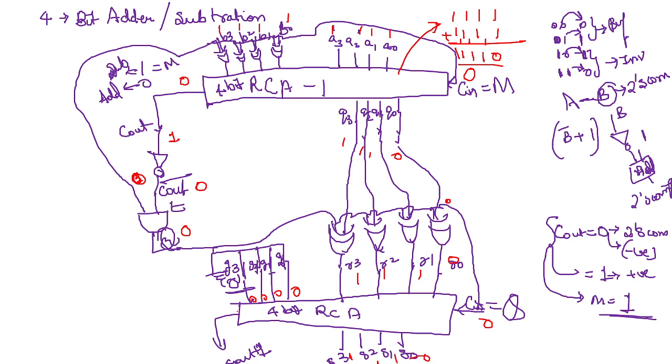And what will be the carry? This is 4-bit addition, so the result is only 4-bit. The last bit is truncated, removed. So we don't use carry out for both addition and subtraction. We have to neglect it. This will be giving me the 4-bit results only.